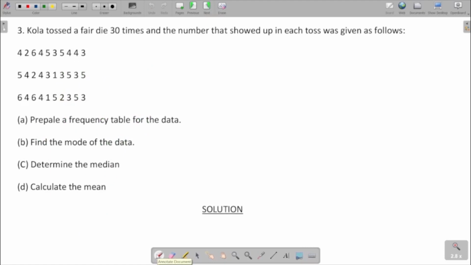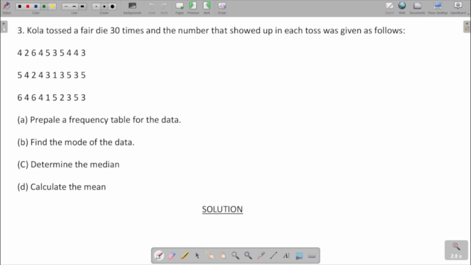Now the third question. The next question says that Caller tossed a fair die 30 times, and the number that showed up in each toss was given as follows. So you have it on the screen: 4 2 6 4 5 3 5 4 4 3. Now the question you have to solve here is: prepare a frequency table for the data. The second question says find the mode of the data. Third question, determine the median. And the fourth, calculate the mean.